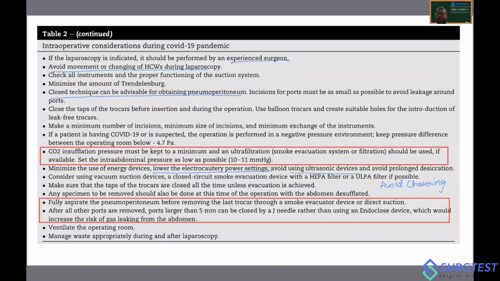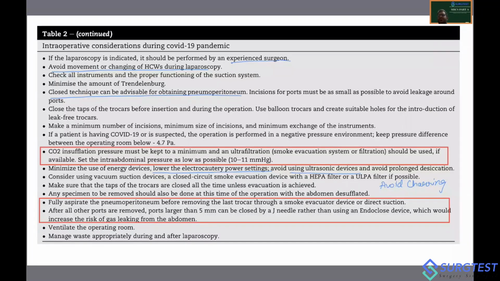If the patient is COVID-19 positive, we've already spoken about it. Make sure that you use a negative pressure OT. Make sure that the CO2 insufflation pressure is minimum. You don't try to keep your pressure at 14 or 15 while operating. And make sure that a smoke evacuation system, an ultrafiltration system, is present.